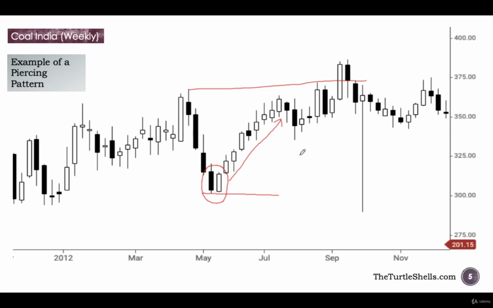Okay. So that was a quick example of a piercing pattern on a weekly chart. Remember, candlesticks can be used on any time frame, on any asset class, on any financial instrument.